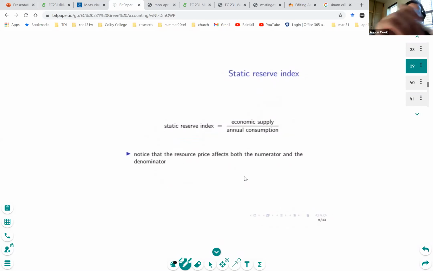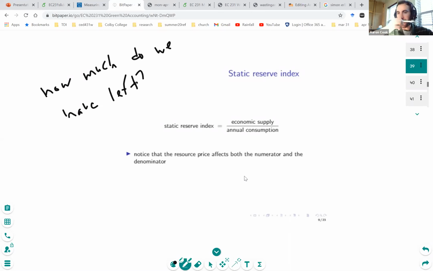I guess the question that motivates this next slide is, how much do we have left? That's ultimately the point of why we study natural resource economics and non-renewable resources. It's fundamentally about getting at this question of how much do we have left.